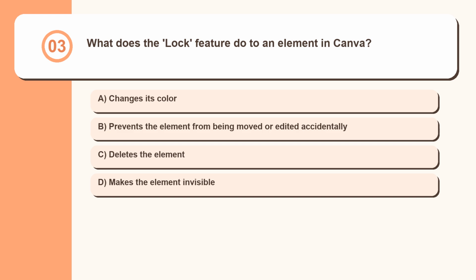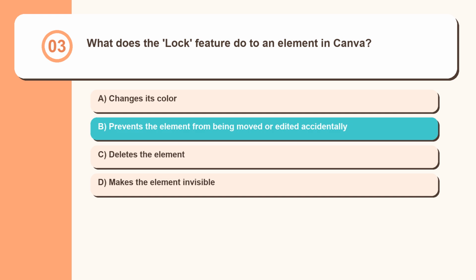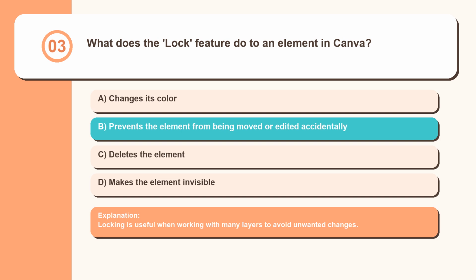Question 3. What does the lock feature do to an element in Canva? Changes its color, prevents the element from being moved or edited accidentally, deletes the element, makes the element invisible. Locking is useful when working with many layers to avoid unwanted changes.